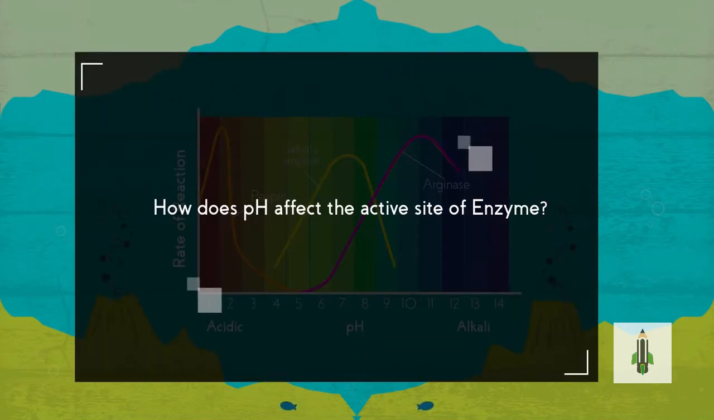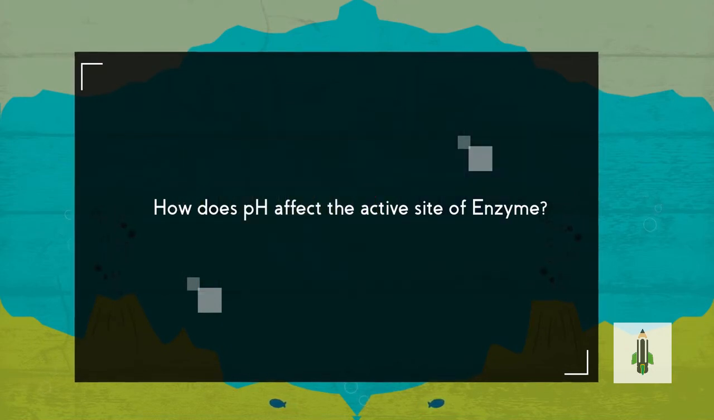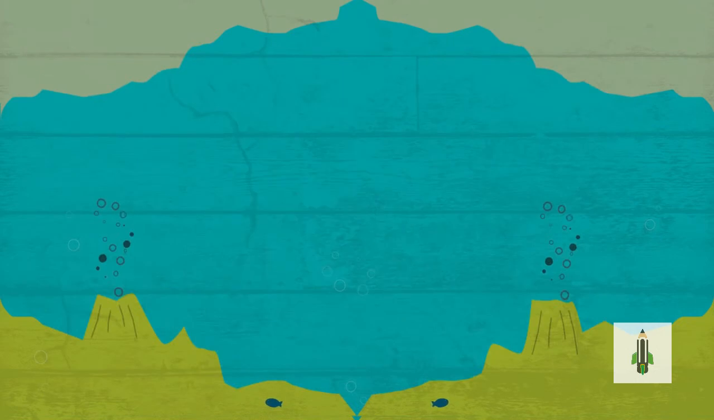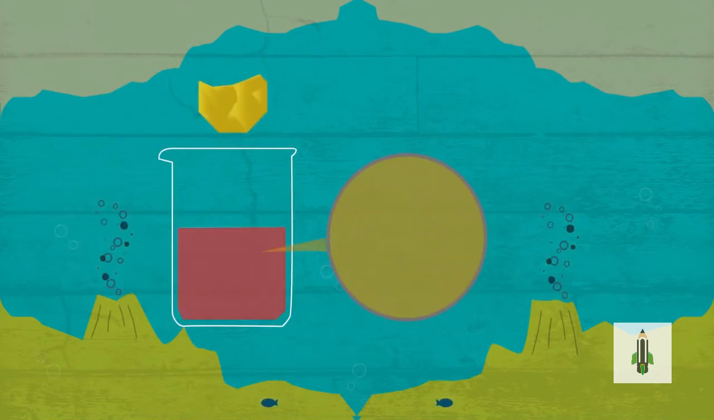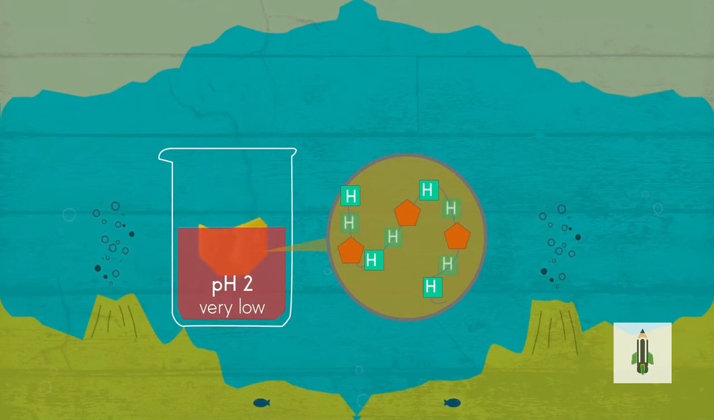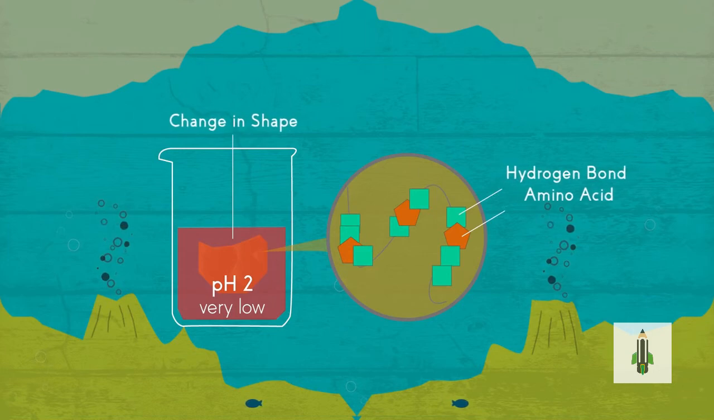How does pH affect the active site of enzymes? If the pH is too low for the enzyme, then the concentration of hydrogen ions will be greater than normal, and these will interact with amino acids, leading to a change in shape of the active site, thus reducing the rate of reaction.